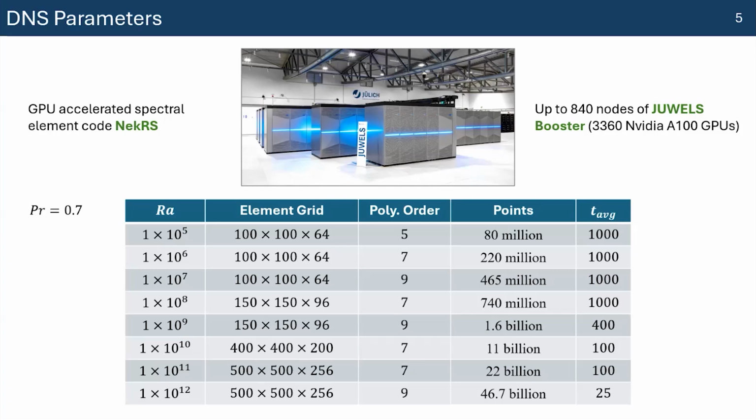And despite the high resolution, in order to get reliable statistics of the flow, we normally need to run the simulation for a long period of time. So we have run for a minimum of 25 free-fall units of time to ensure that we get reliable statistics from all our simulations.